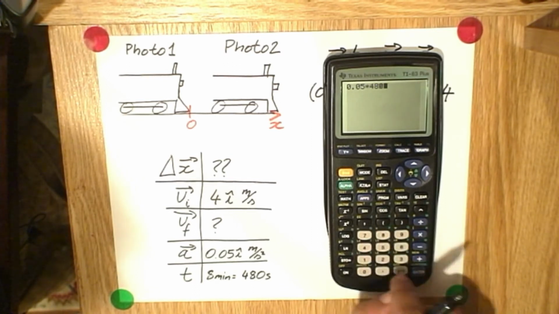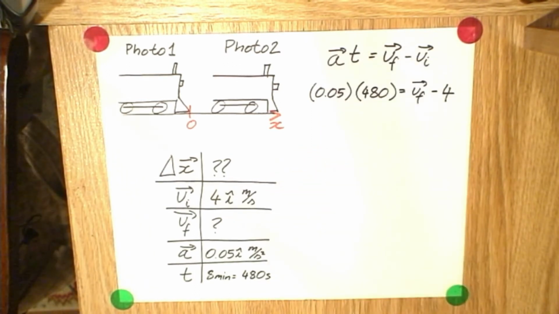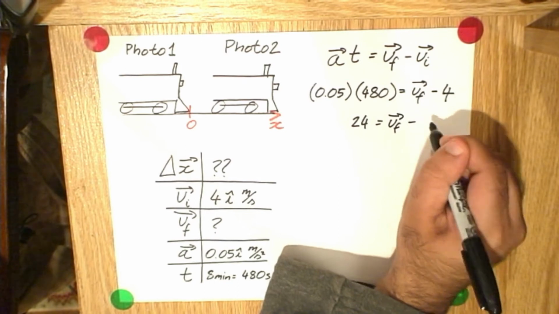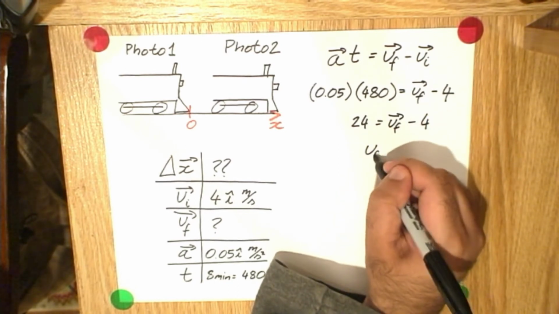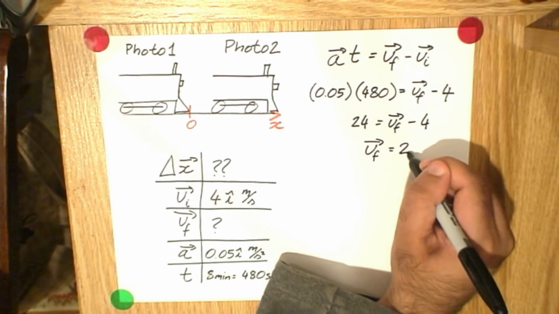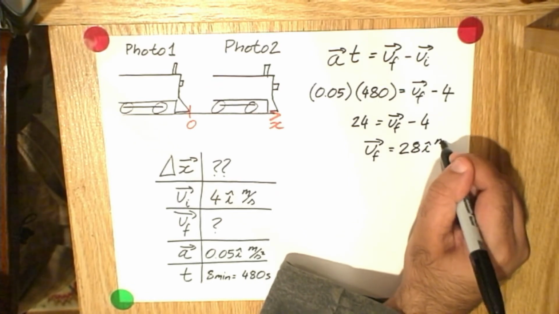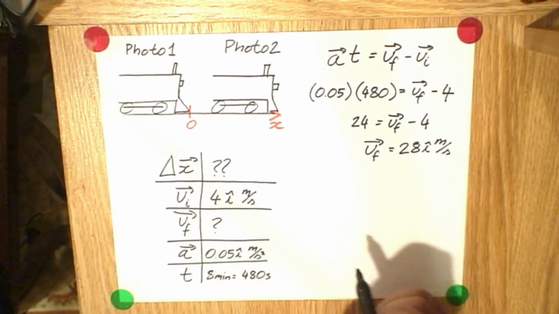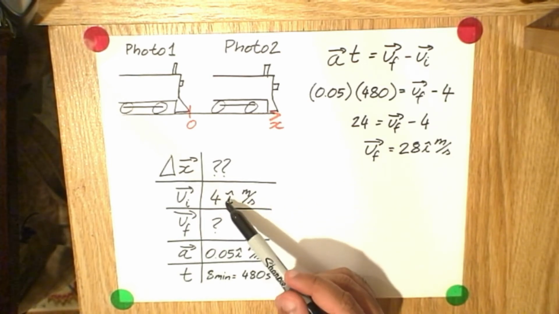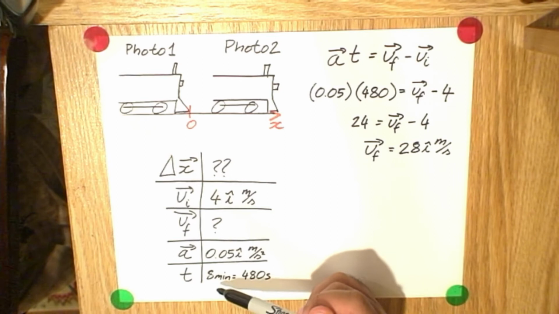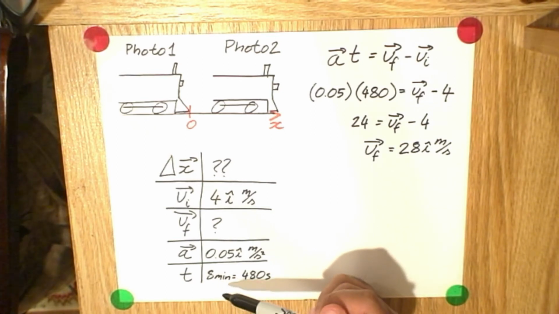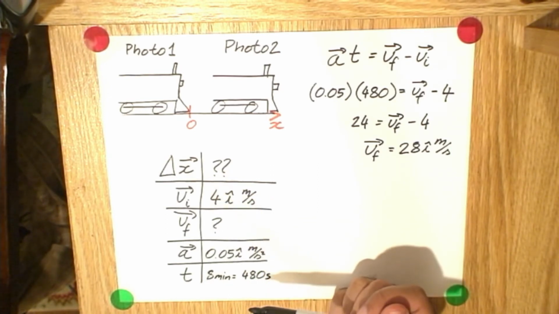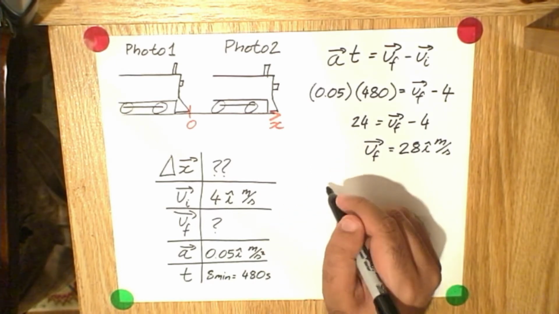0.05 times 480 gives us 24. So 24 is equal to v final minus 4. Therefore, v final is equal to 28 i hat meters per second. In part C, you were asked for the displacement. At this point, you now have v initial, v final, acceleration, and time. You have so much information that you could use any of the other toolbox equations to solve for delta x. I'm going to go with number 3, since it hasn't gotten much love recently.